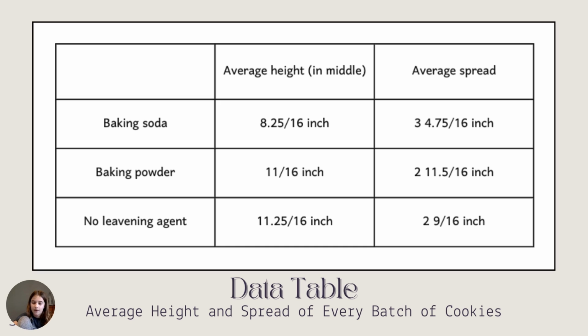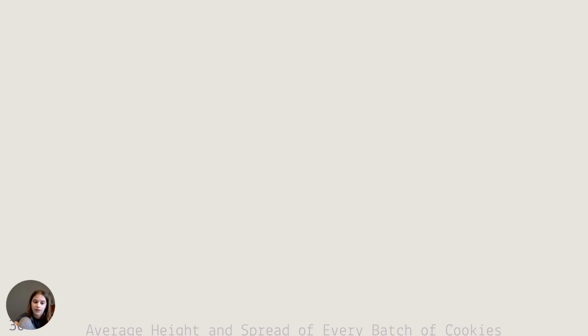So here's my data table. This is the average height and spread of the batches of cookies. For the baking soda, you can see in general they ended up being the shortest, and then baking powder and the one with no leavening agent were about the same height. Baking soda did spread the most too, whereas the one with no leavening agent spread the least, and baking powder was a little bit in the middle there.